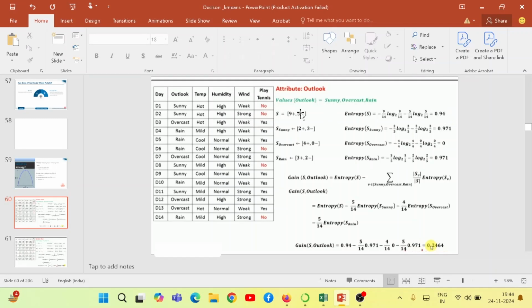Now see, that was the total sample space. Now we have to see corresponding to each value. In this outlook we have 3 values: sunny, overcast and rain. Now corresponding to each value we have to find out the entropy.